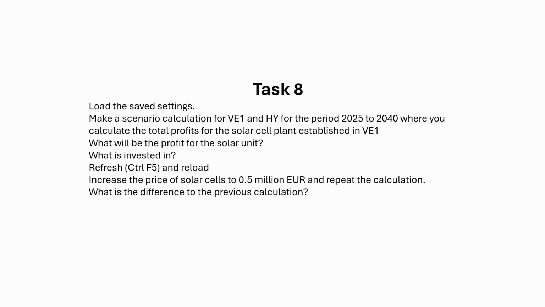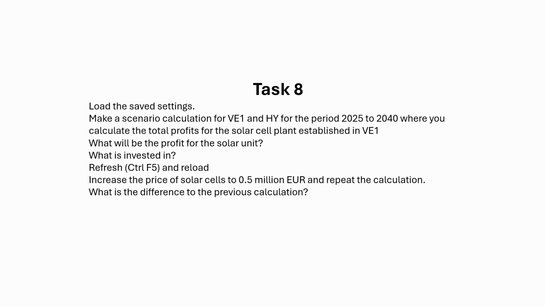In task number 8, you should load the savings, and then you should make a scenario calculation for V1 in HI for the period 2025 to year 2040, where you calculate the total profit for the solar cell plant you have established in VE1. What will be the profit for the solar unit? And what will the model invest in this time period?